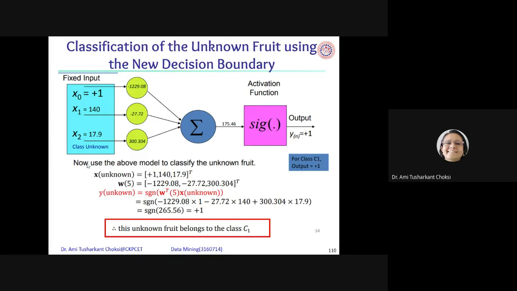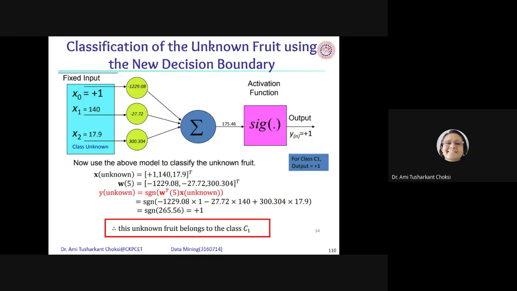Then what we know is that we will use this to classify the unknown fruit. So we represent the x vector and the w vector. What do we do with that? Y unknown is equal to SGN of W transpose X, right? So we do the multiplication and we get SGN of 265.56, that is equal to +1.